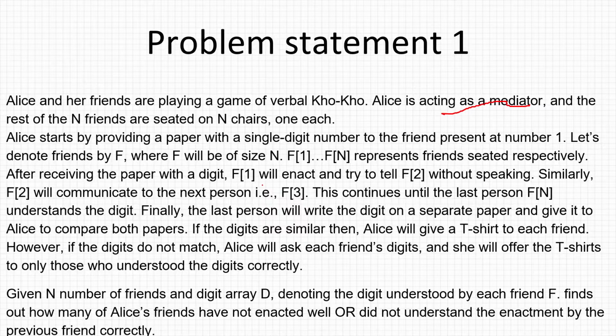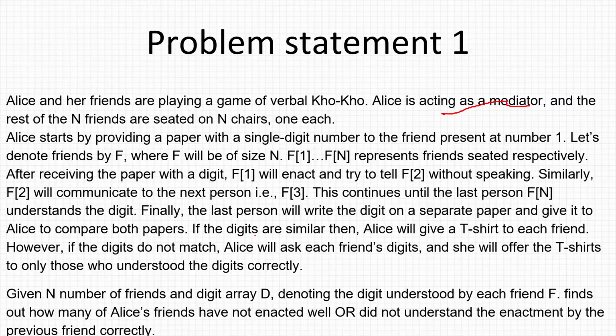Similarly, F2 will communicate to the next person, F3. This continues until the last person, F of n, understands the digit. So what is the scenario? By now you would be able to understand it. Alice is sitting in the first place, and she is passing on a message on a paper which has only a single digit number from 0 to 9. Then F1 will get that paper from Alice and pass it on until the nth friend.